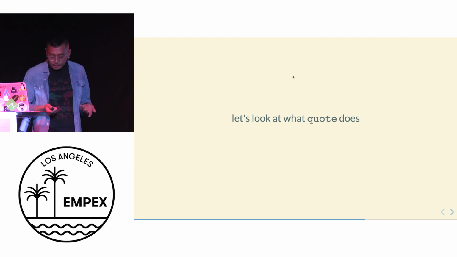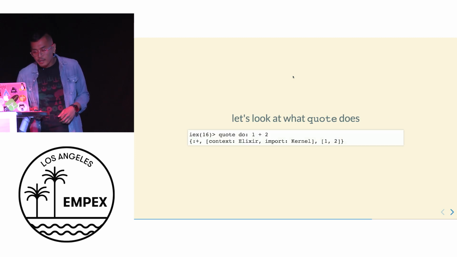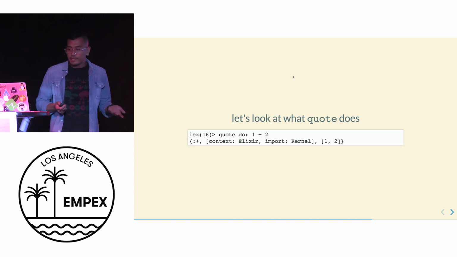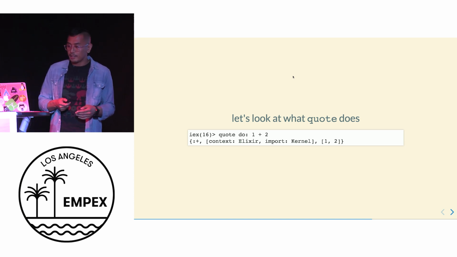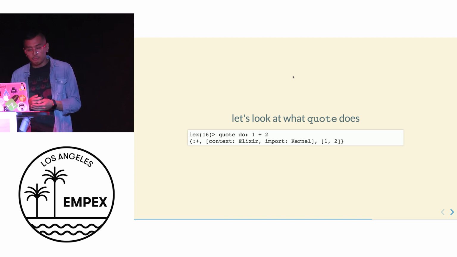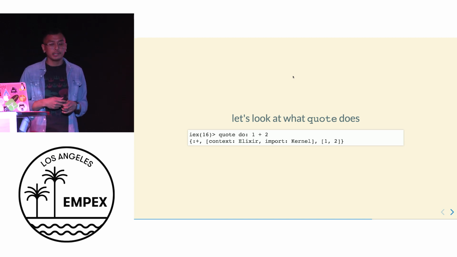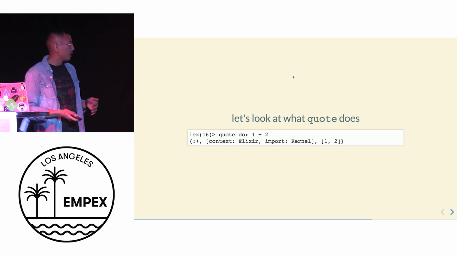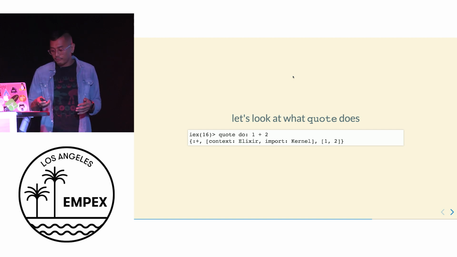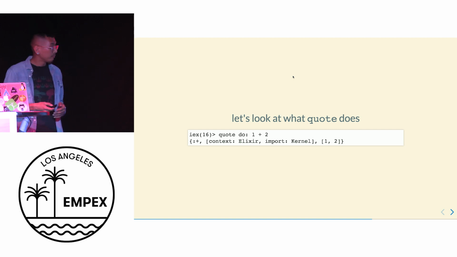So right, let's take a look at what quote does. For another example of just what 1 + 2 looks like, this is basically getting an AST of what 1 + 2 looks like in Elixir. So we have, within the context of Elixir, we're importing kernel, and we're doing the plus with the parameters of 1 and 2. Right?